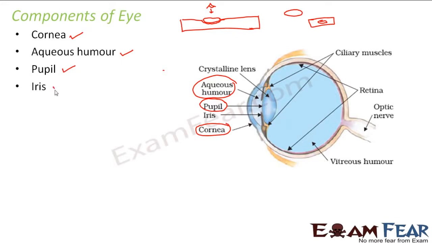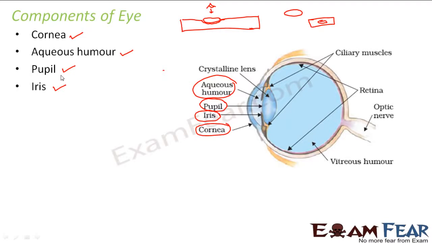Next is the iris. What is the iris? The iris is the one which controls the pupil. The iris decides how much the pupil has to open. Whether the door has to be kept open to welcome 100 guests, or open very little so that only one person can enter. So the iris is the one who controls the pupil, deciding how much light should be allowed to enter.